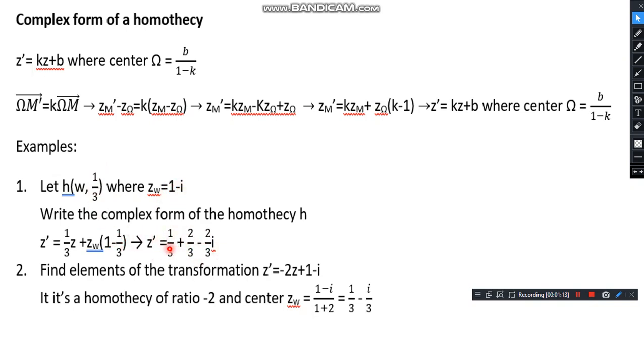You have this one. Suppose you have z prime equal to minus 2z plus 1 minus i. Find the characteristics. Here this is a homothecy because the coefficient of z is a real number, which is minus 2, and the center will be (1 minus i) over (1 minus minus 2), that is over 3. So this is a homothecy of ratio minus 2 and center 1 over 3 minus i over 3.